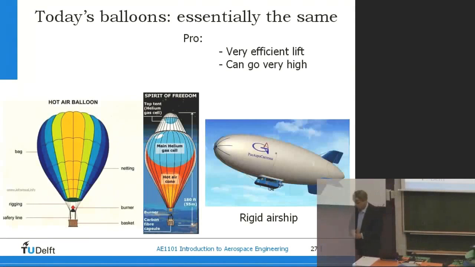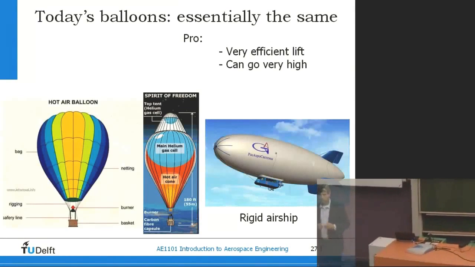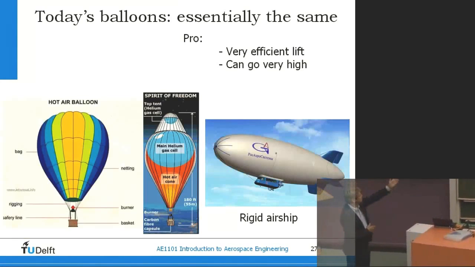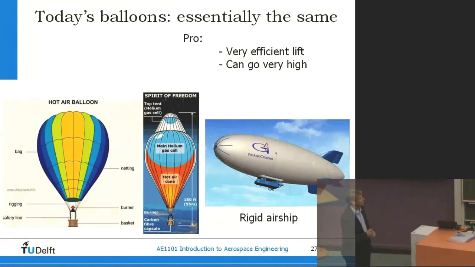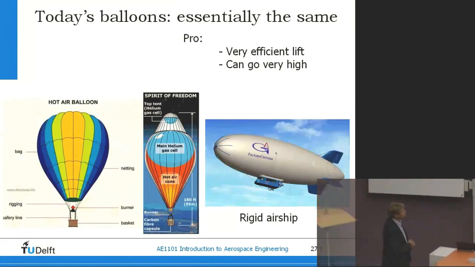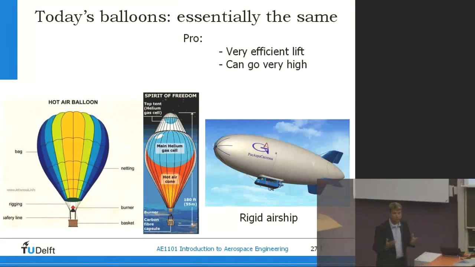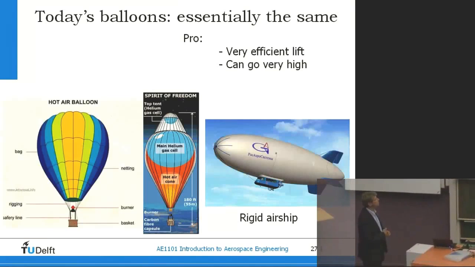Well, you see that today's balloons are in principle the same. You see the shape on the left, or the more streamlined, rigid airship on the right. And you also see helium and hot air as the two main gases that are used for ballooning. And even combinations are sometimes used, for instance, in the Spirit of Freedom that was used for a record flight.